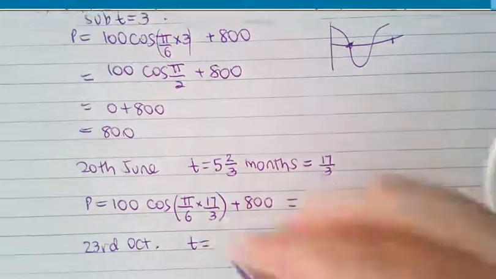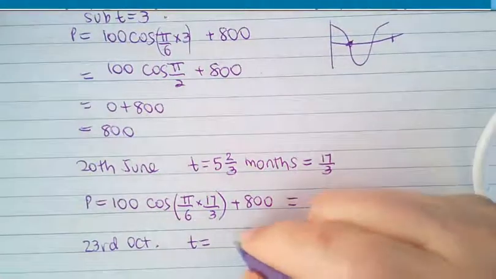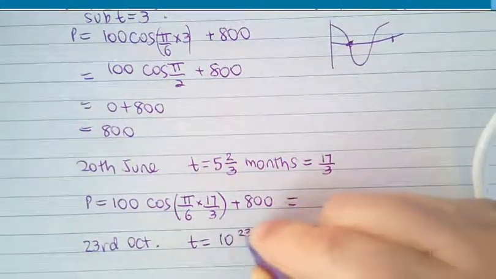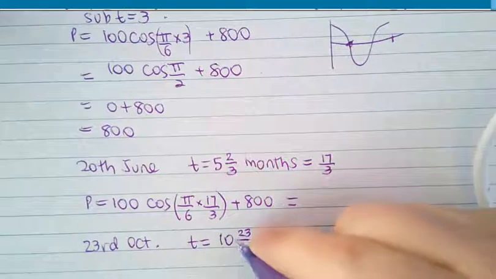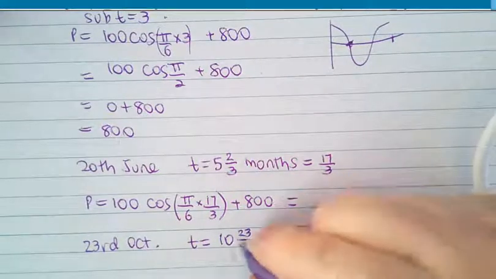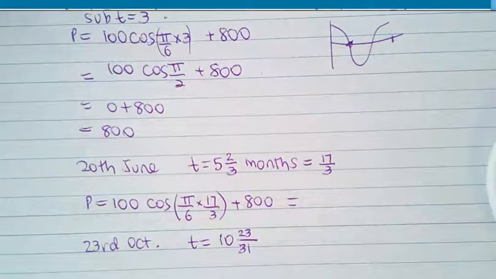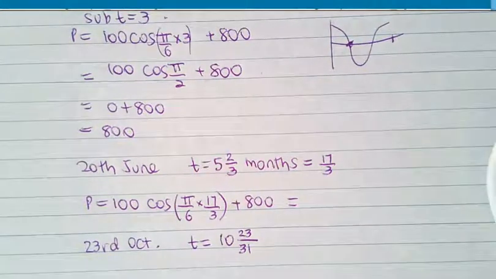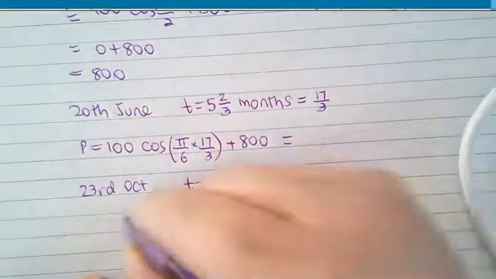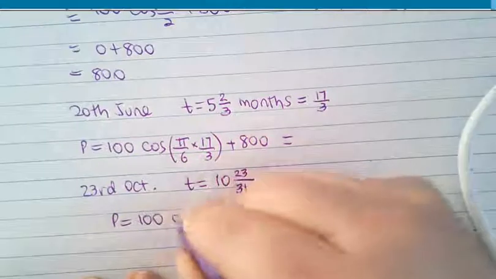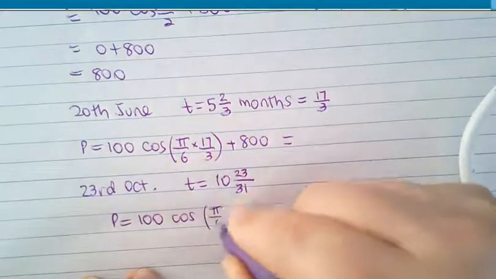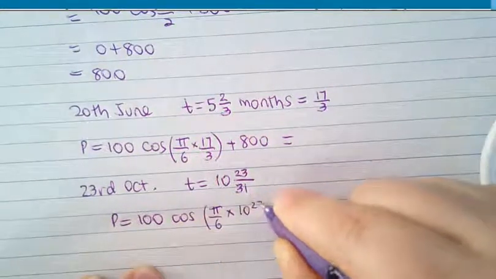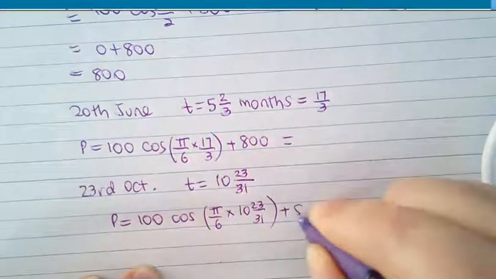You could write it as the time, how many months? 10 and 23 over 31. 30 days has September. That's the actual exact fraction: 10 and 23 days out of 31. For the 23rd of October, population is 100 cos pi on 6 times 10 and 23 over 31 plus 800.